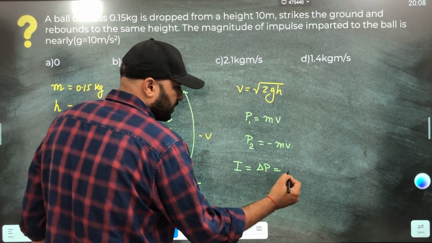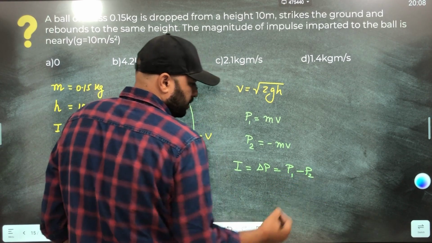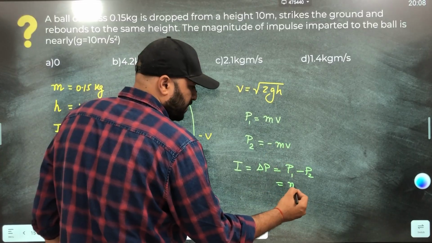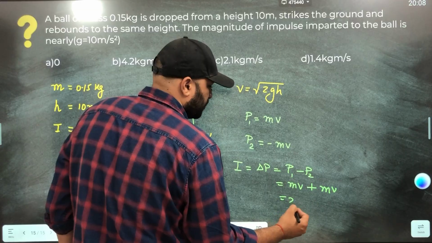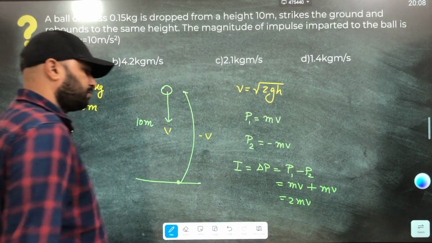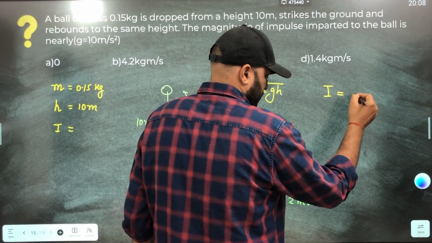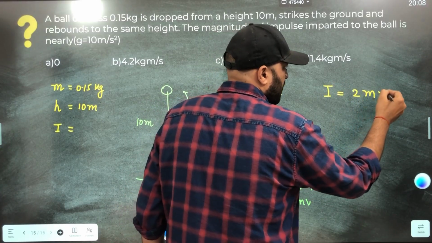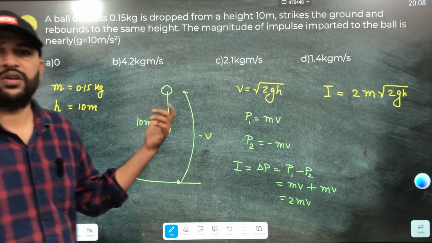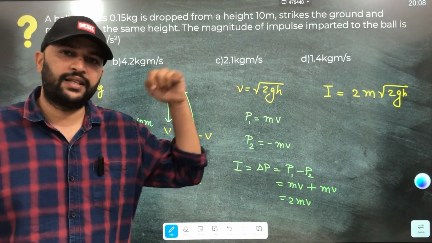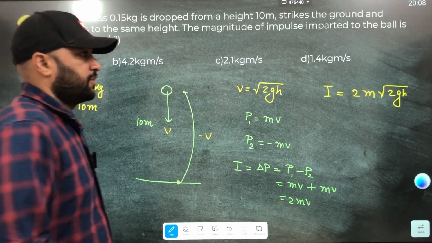So delta p will be equal to how much? P1 minus P2 or P2 minus P1, you can do. And that will be equal to mv minus minus plus mv. That will be equal to 2 times mv. Correct? Beautiful. So if it is 2mv, impulse imparted will be equal to 2 times m into under root 2gh. So from where you got this root 2gh? Again, I'm repeating, if you have not seen our previous lectures on kinematics, they are there in the playlist. The playlist has a link in the description, so you can watch it.